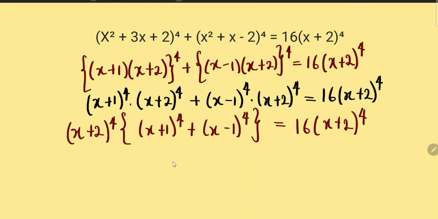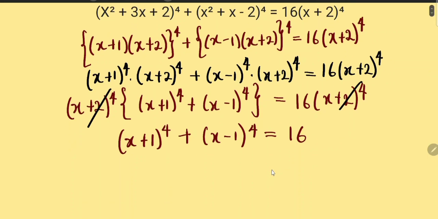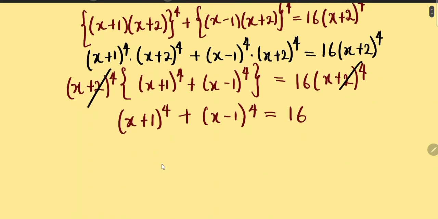From both sides, the left hand side and the right hand side, you can see that x plus 2 raised to the power of 4 appears in both, so we can cancel them out, strike them out like that. So on our left hand side we have x plus 1 all raised to the power of 4 plus x minus 1 all raised to the power of 4, then is equal to 16. So right now our equation is simpler, so we can decide to expand the left hand side.